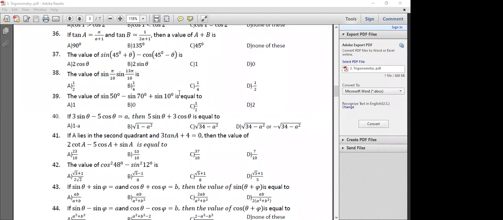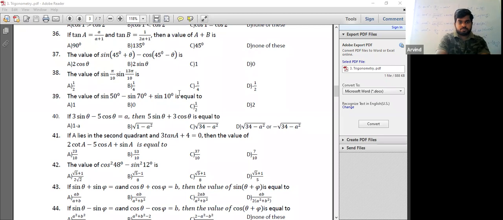No, it is not 0. Let's check properly. I gave you a hint also. 50 degrees can be written as 60 minus 10, and 70 degrees can be written as 60 plus 10.